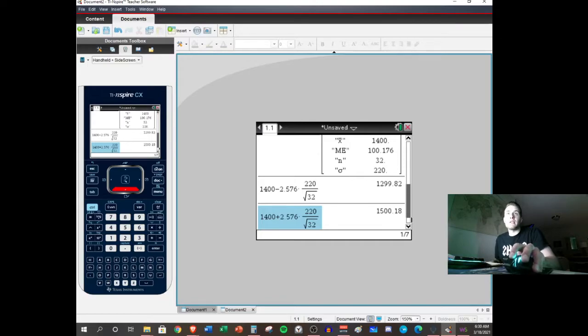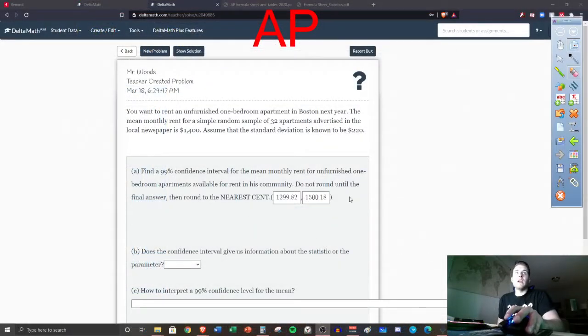So let's go back here to our display. All right, so that's what should be in there. It says round to the nearest cent, so that worked out fine for us.